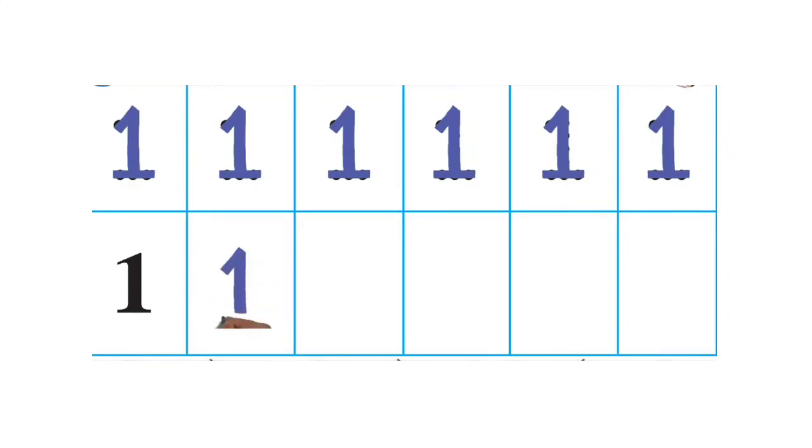Dear students, do you understand how to write 1? Now draw 1 in all boxes.